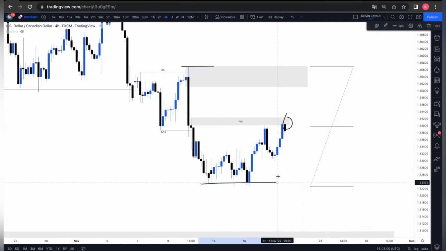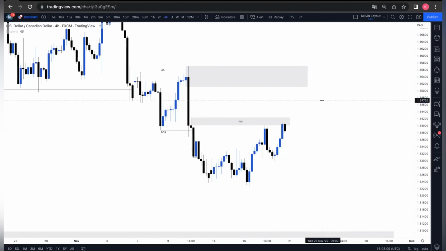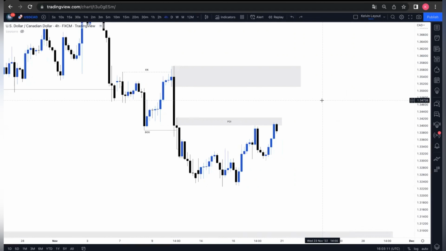So what I'm expecting right here, because this is actually a 4-hour point of interest mitigation, I want to see a clean M15 or M30 change of character so I can look for sells, right? Or if this point of interest gets violated, we may see price coming all the way up here. There is a reason for that because we have huge imbalances right here after this break of structure, right?